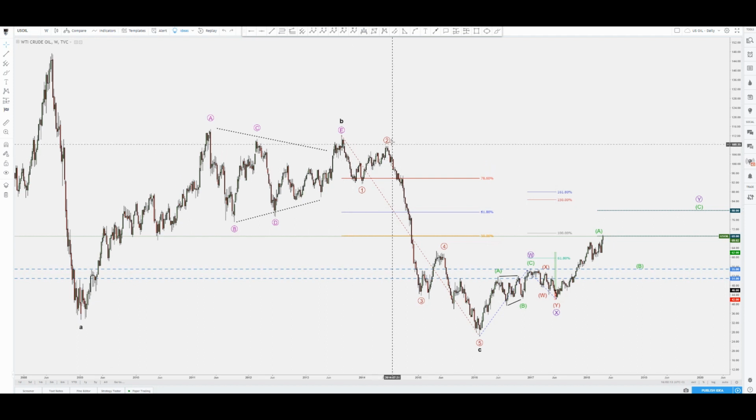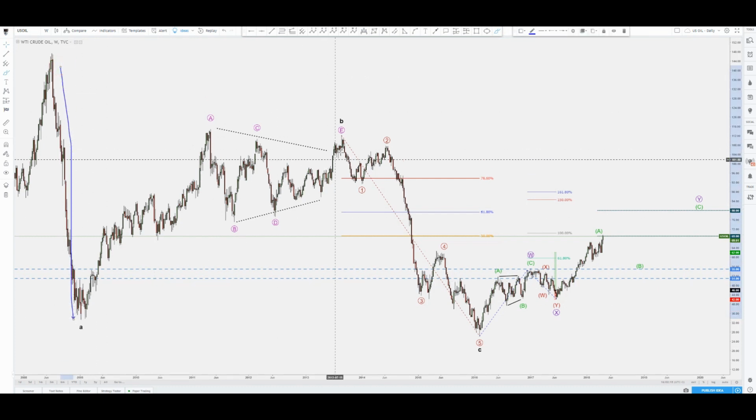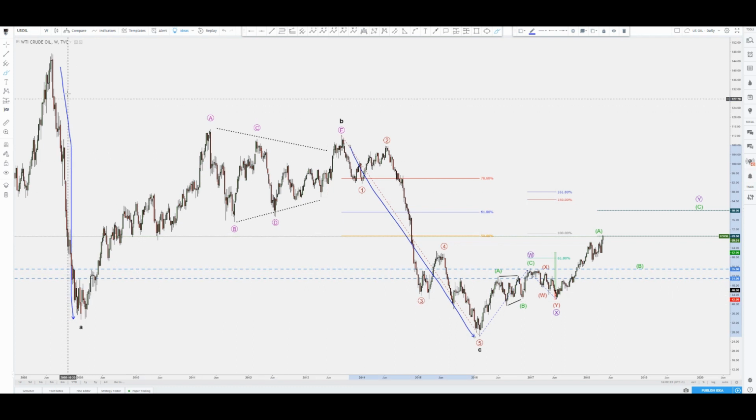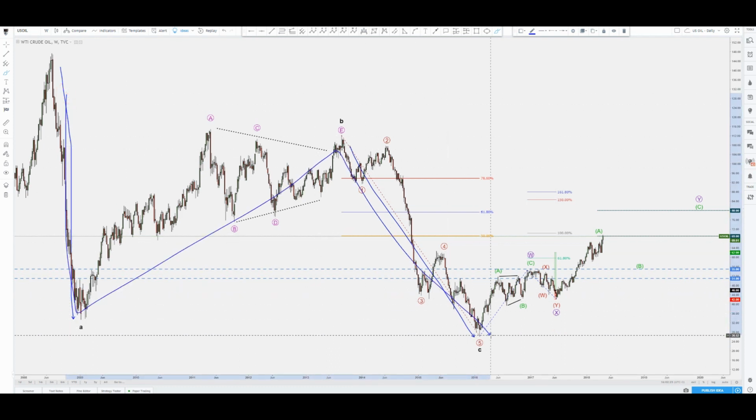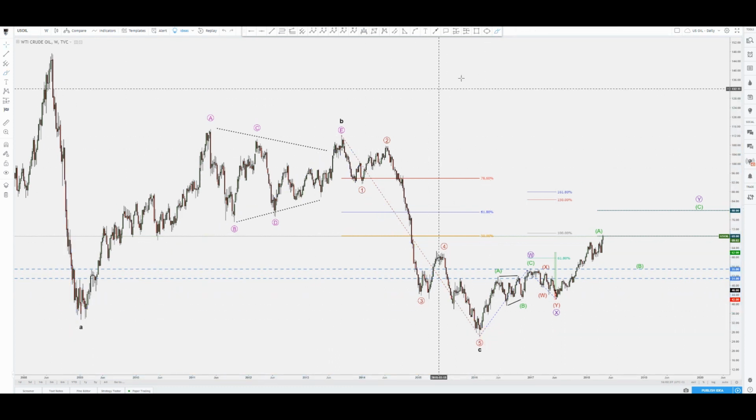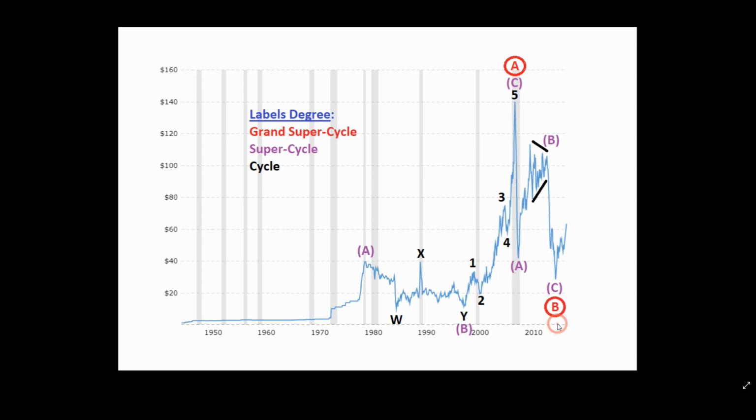Yeah. So now, having said that, the entire cycle has basically ended, right? As an A, B, and then C. So this bottom, according to the larger picture, will reflect this red B grand supercycle. And from this point on, you can actually see that it's going on.